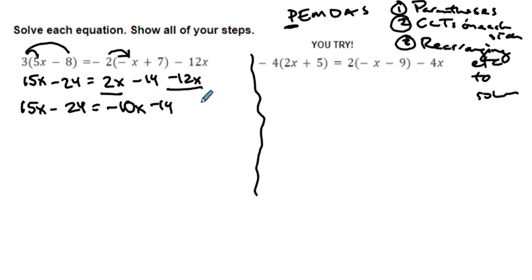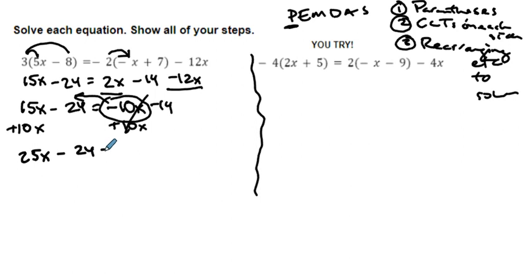If you watched my last video, I said I like to move things over to the side where there is more of the variable. Well, there's 15 of the variable here, and there's -10. So 15 is definitely our side. So we're going to move this over here by doing the opposite, which is adding 10x. I always show it on both sides, because then I can look at that and follow along. So you have 25x minus 24 equals -14.